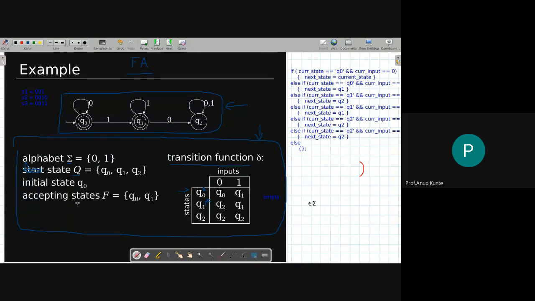This function delta determines the behavior or the operation of the device, how it operates. If the device is in a specific state and a particular input is seen by the device, how the device reacts to that by changing the state or by retaining the state. For instance, if we see this loop, which is labeled as 0, it indicates that if the device is in the Q0 state and input 0 is given, the device will remain in the Q0 state. That is what this arrow indicates.